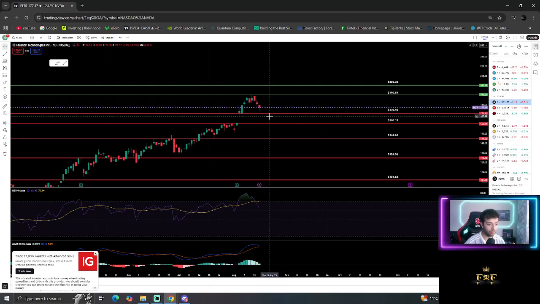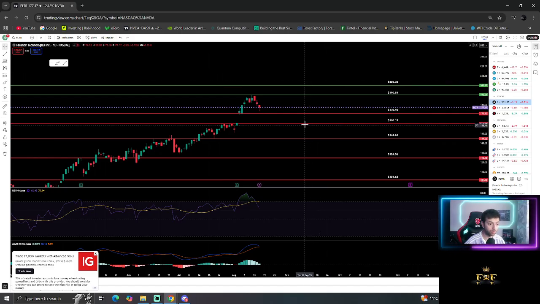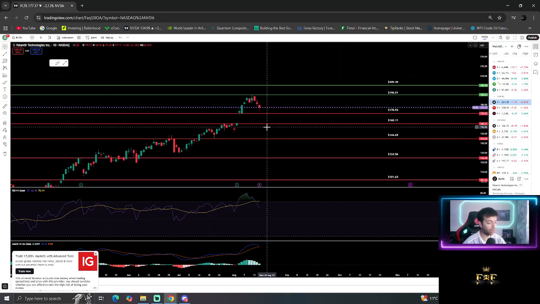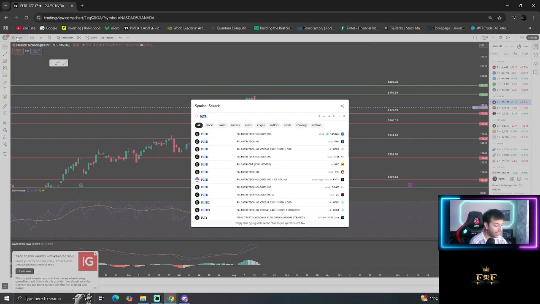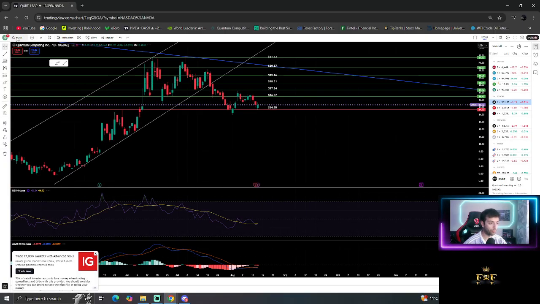And then we can either go back up, or we can go towards the $144.65 support level. But I think it's more possible to retest the $160.11 and then head back up as we are filling the gap. Now, QUBT, which is quantum computing.